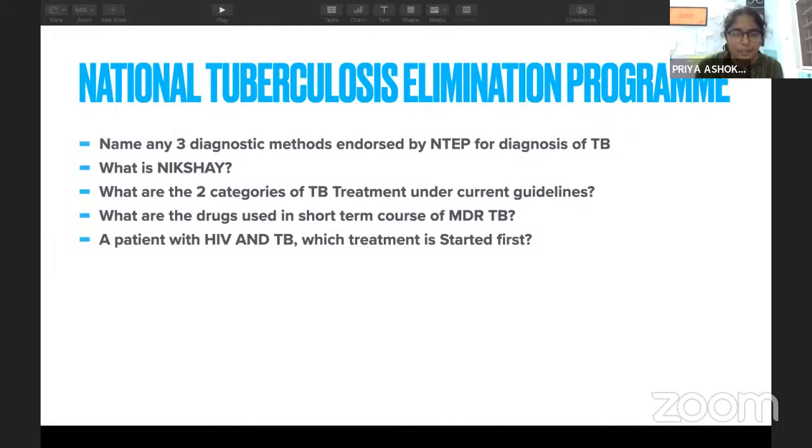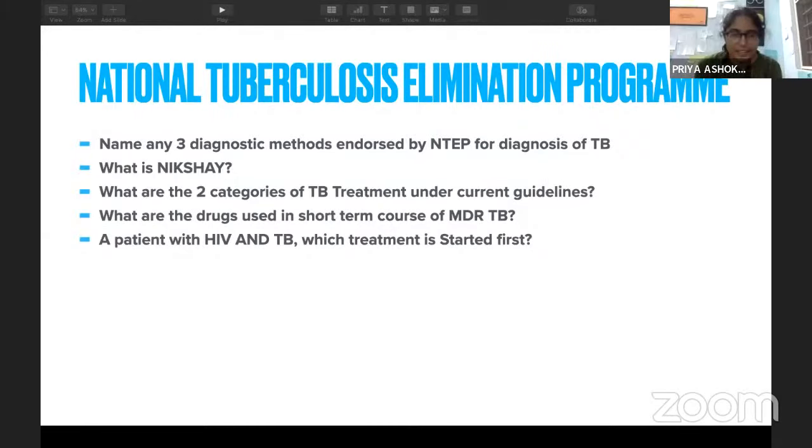Okay, 2 points. What are the drugs used in short term course of MDR TB? Do you need both the intensive phase and the continuation phase? You tell me with the duration if you can. In the intensive phase, it contains clofazimine, levofloxacin, linezolid, moxifloxacin, ethionamide, then ethambutol and pyrazinamide for 2 months, and for 4 months you give MDR TB drugs. Sorry, then 4 months, 6 months. I don't remember the entire period. Intensive phase has 6 drugs and continuation phase has 4 drugs. The 4 drugs are clofazimine, moxifloxacin, pyrazinamide and ethambutol.